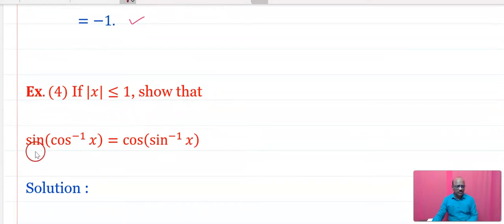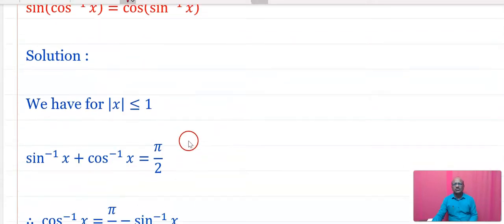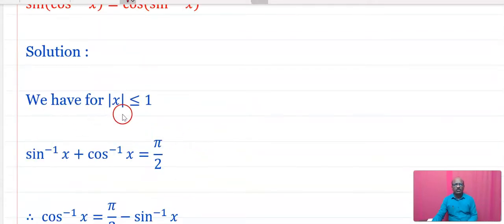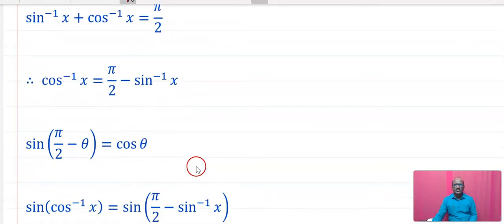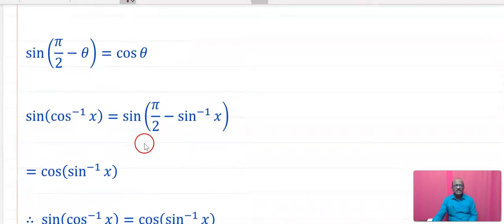Now the next, if mod of x is less than or equal to 1, then show that sine of cos inverse of x is equal to cos of sine inverse of x. We have for mod of x less than or equal to 1, sine inverse of x plus cos inverse of x is equal to pi by 2, and therefore we write cos inverse of x is equal to pi by 2 minus sine inverse of x. Also, we know that sine of pi by 2 minus theta is cos theta.